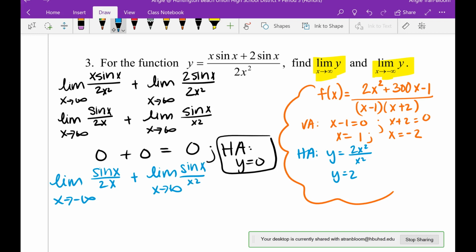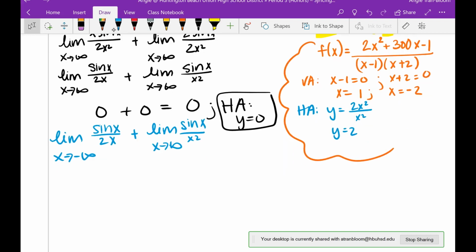Okay. So I heard a couple of you said, oh, it's still 0. Is that still true? Yes. Yeah. Okay. It's still 0 plus 0, which is 0. And again, your HA, it's always this value if it exists. Okay.